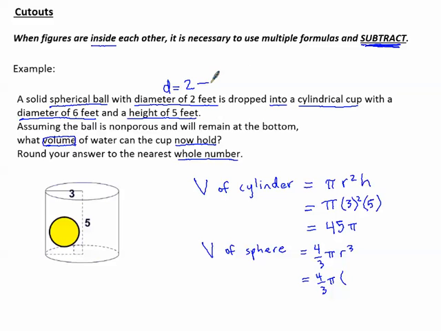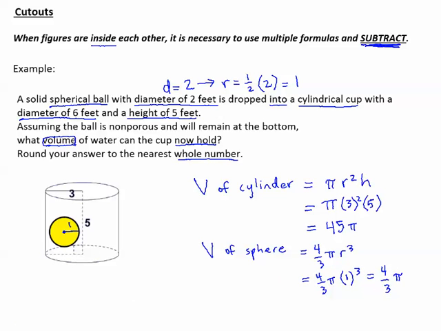But remember, the diameter is all the way across. The radius is just half of the way across. So the radius is half of 2, which means the radius is 1. If we show that in the picture, that would be that length right there. 1 foot. So 1 cubed. That gives us a final volume of 4/3 pi. 1 cubed is 1, and 1 times 4/3 is 4/3.